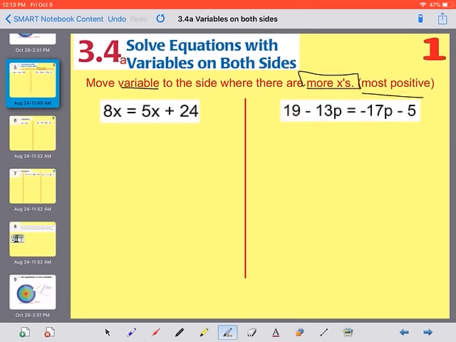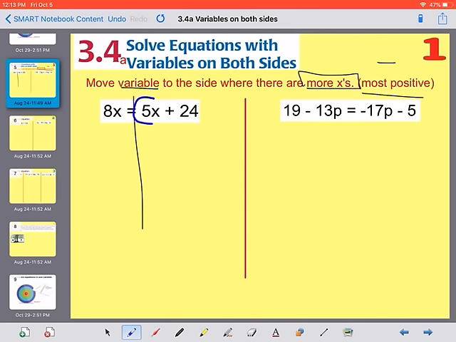It'll keep everything positive. If you don't, you will still get the same answer. You'll just have to work with negatives. So I'm going to draw my line down. Remember, whatever I do to one side, I have to do to the other. So we have 8x and 5x on different sides. You cannot just combine them together. You need to add or subtract an entire term from one side to the other.